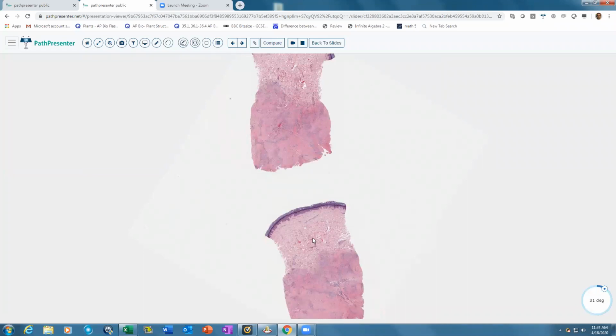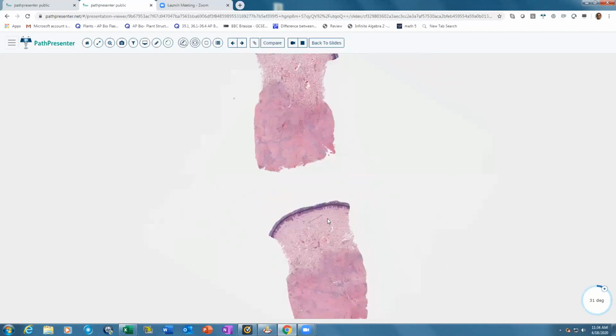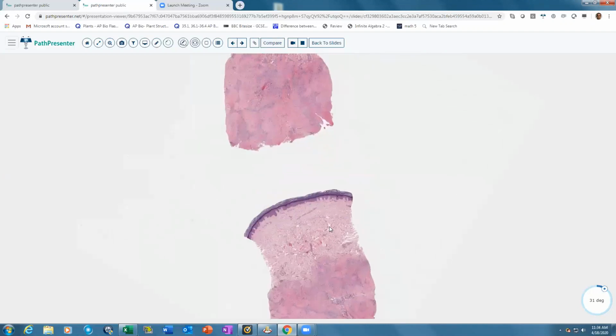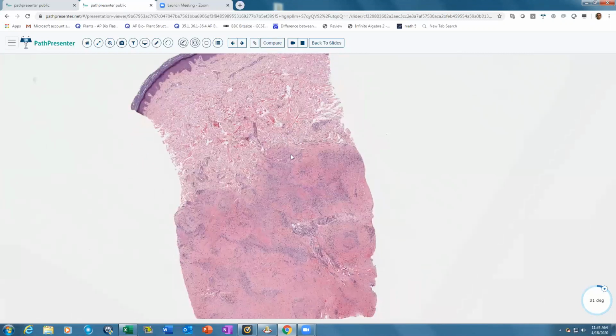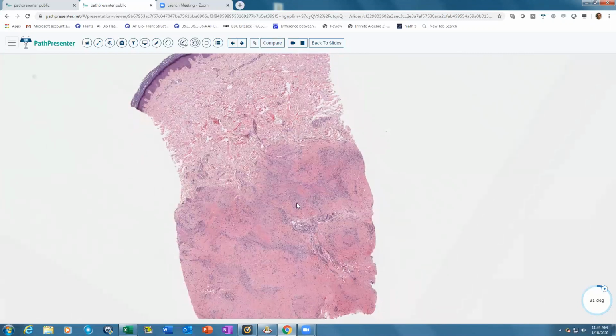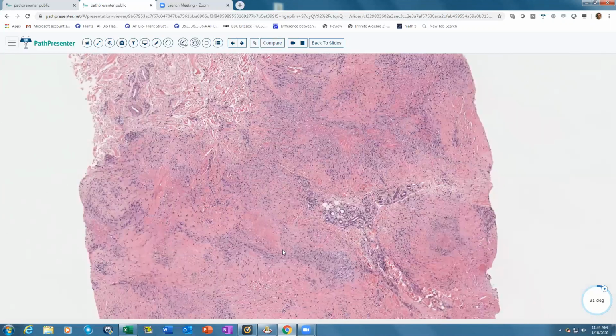So the literal meaning of palisade is either a necklace, or the fence that you see around the house basically. So this palisade that you see here is around some necrotic area. You can see it's almost like forming a ring, a fence around it actually. So that is the reason this is called a palisaded granuloma.